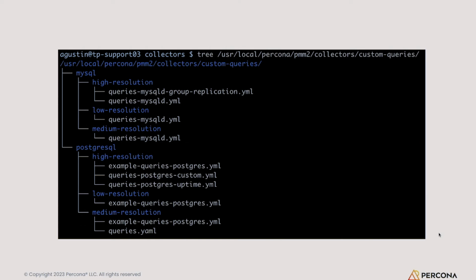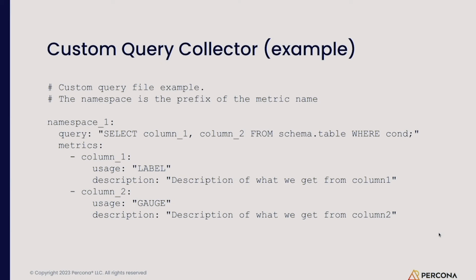Then the medium resolution, I think it's 10 seconds, and then low 30, or medium 30 and low 60. We can check after. But yeah, if your query is heavy, or if you don't really need that amount of information, just use the low resolution. So this is an example of the YAML file I was referring to, right?